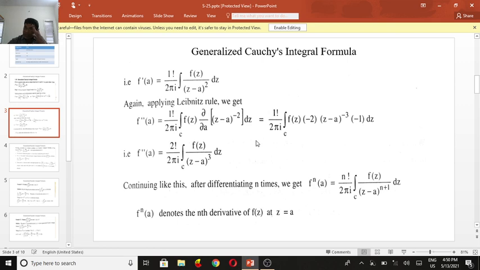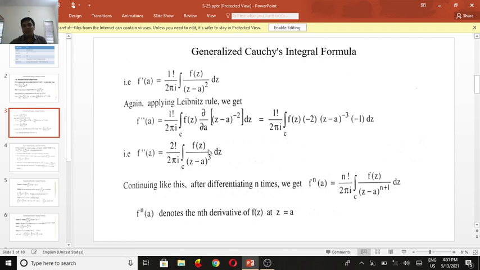So in the second derivative, we observe 2 factorial divided by 2 pi i integral over C of f of z divided by (z minus A) whole cube, dz. Continuing in this way, after differentiating n times, the nth derivative f of A should be equal to n factorial divided by 2 pi i integral over C of f of z divided by (z minus A) to the power n plus 1, dz.